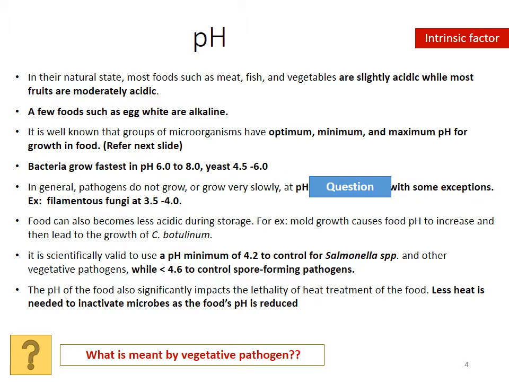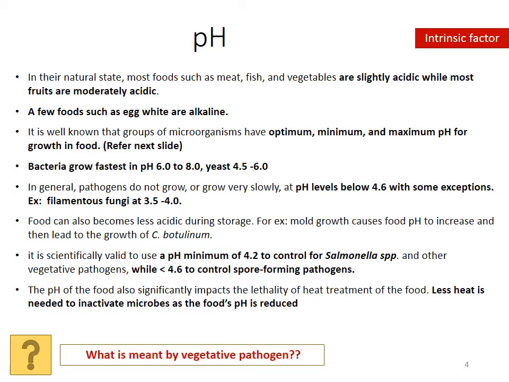So bacteria grow fastest in pH 6 to 8, while yeast grow fastest at pH 4.5 to 6. In general, pathogens do not grow or grow very slowly at pH levels below 4.6. Of course, there are some exceptions. For example, filamentous fungi can grow at pH 3.5 to 4.0.